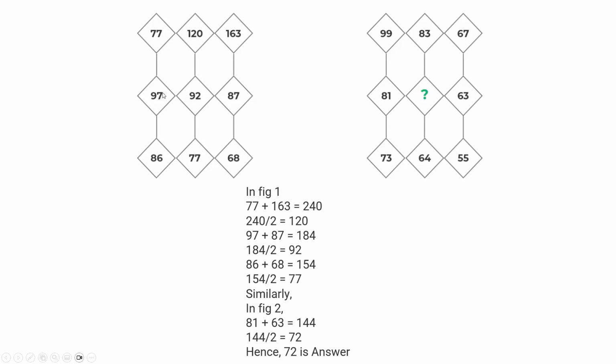Similarly, 97 plus 87 is 184. 184 divided by 2 is 92. So this is how we need to figure it out. Similarly, if we do the same, 81 plus 63 is equal to 144. 144 divided by 2 is 72. So hence 72 is the answer.